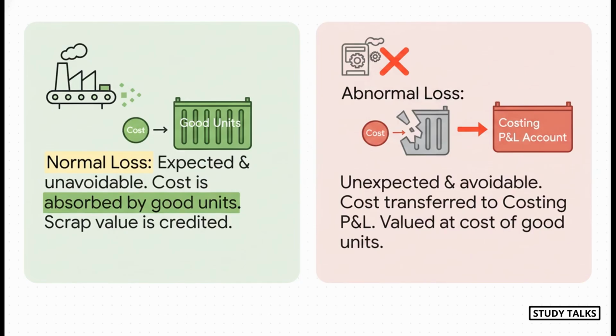Think of it like this. Normal loss is like spilling a tiny bit of flour when you're baking a cake. It's expected, it's unavoidable. So the cost of that spilled flour just gets absorbed into the cost of the final good cake. But abnormal loss, that's like dropping the entire cake on the floor. That's not normal. You can't just add that cost to the other good cakes. No way. That cost is a pure loss, and it goes straight to the costing profit and loss account. This is absolutely crucial. Mix this treatment up, and you've lost marks for sure.